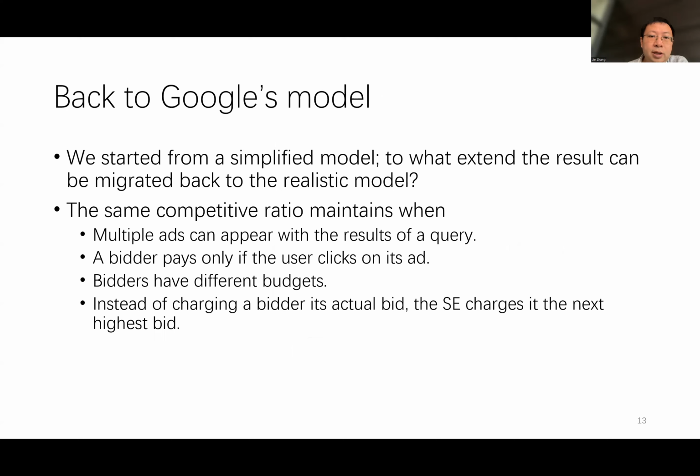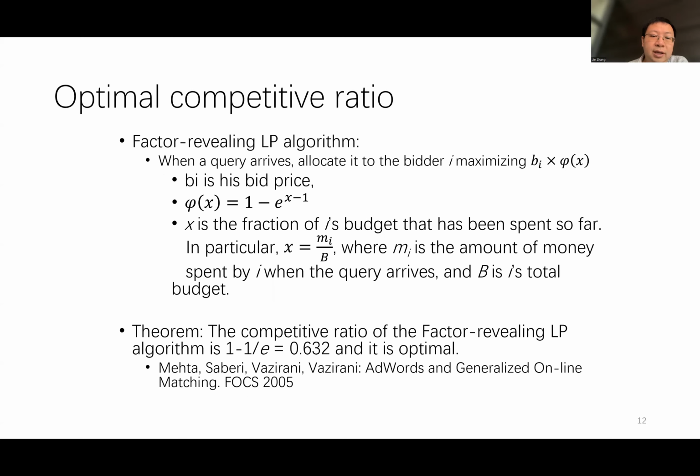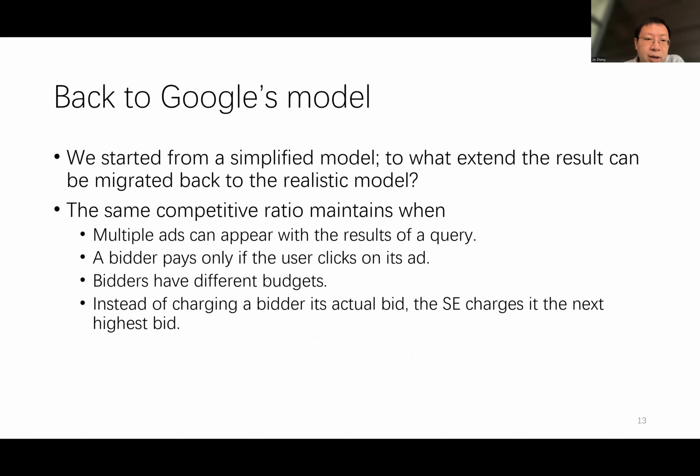And then they extend the competitive ratio result to the realistic case where multiple ads can appear with the result of a query, and the bidder pays only if the user clicks on its advertisement, and the bidders have different budgets, and also the case that instead of charging a bidder its actual bid, the search engine charges the next highest bid, so the second highest price.